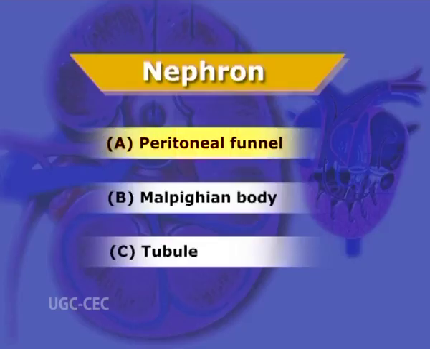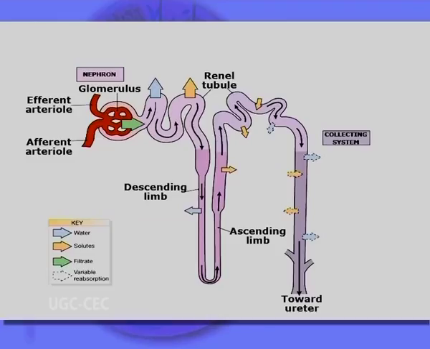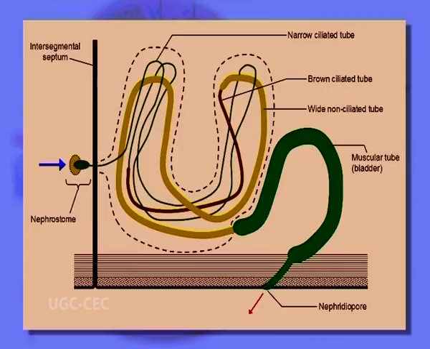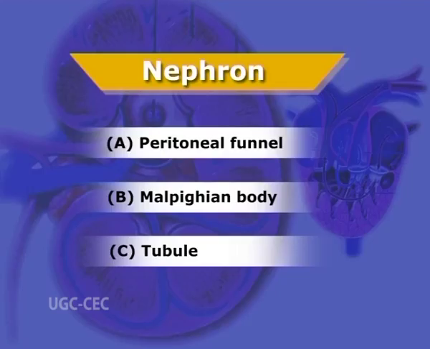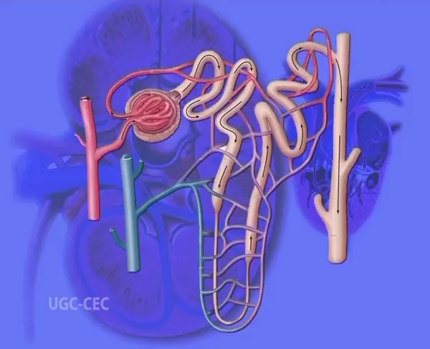First, peritoneal funnel. Near the free end of a uriniferous tubule is a funnel-like ciliated structure called as peritoneal funnel. It opens into the coelom by a wide aperture called as nephrostome. Nephrostomes are usually confined to embryos and are considered vestiges of hypothetical primitive kidney. Second, Malpighian bodies. Bowman's capsule and enclosed glomerulus together form a renal corpuscle or Malpighian body.